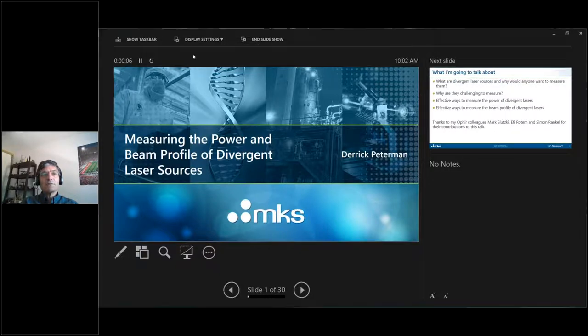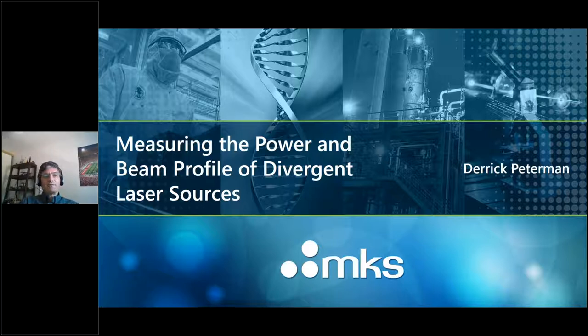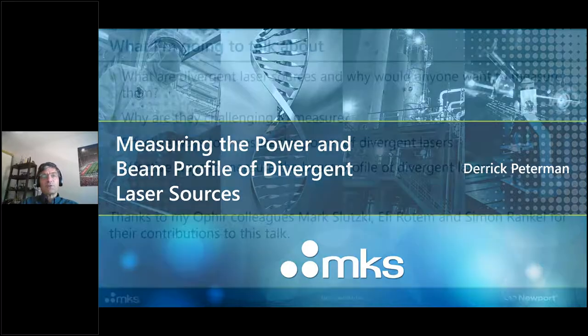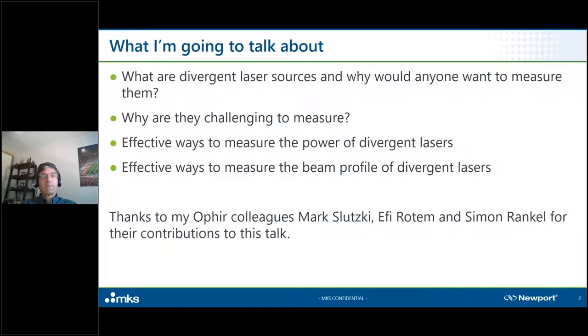Okay. So I'm going to begin with talking about measuring the power and the beam profile of divergent laser sources. To give you an outline of what I'm going to talk about: first, what are we measuring? What are divergent sources, and why would anyone want to measure them? And then I'll go into why they are challenging to measure. Because these sources are very divergent, they create some challenges that don't exist when you're measuring collimated sources. So I'll give you some flavor of why these particular lasers are difficult to measure. But there is hope. They can be measured. So I'm going to discuss effective ways to measure the power of divergent lasers, and effective ways to measure the beam profile of divergent lasers. I'll go into those techniques and what kind of results we can expect to get from those.